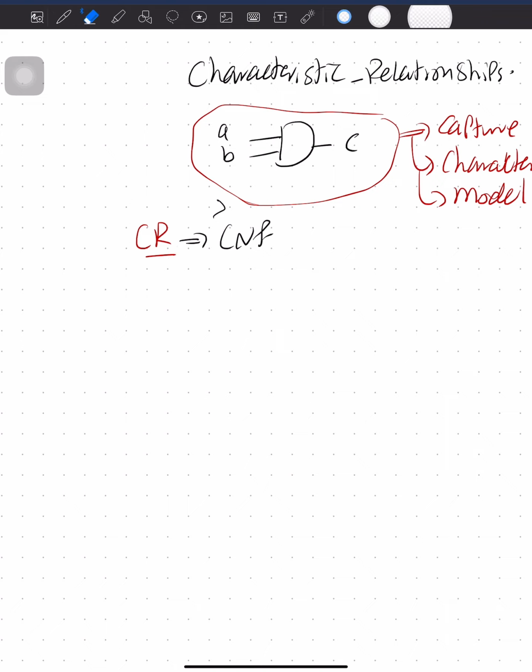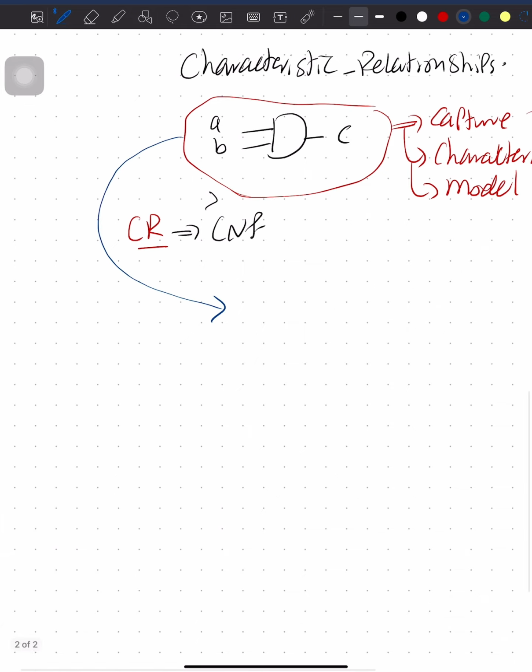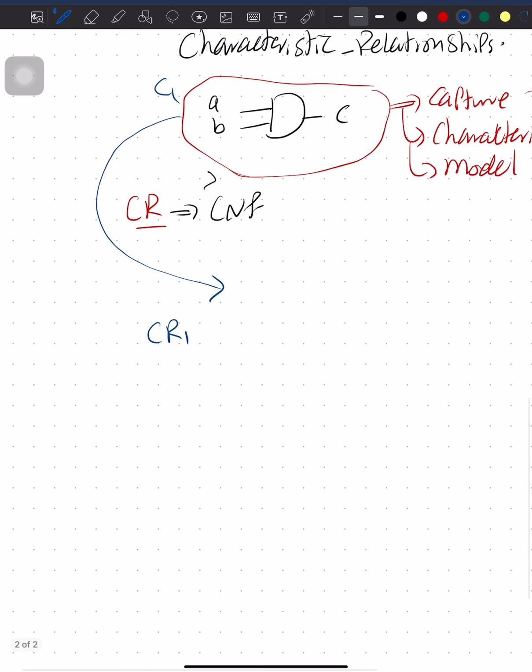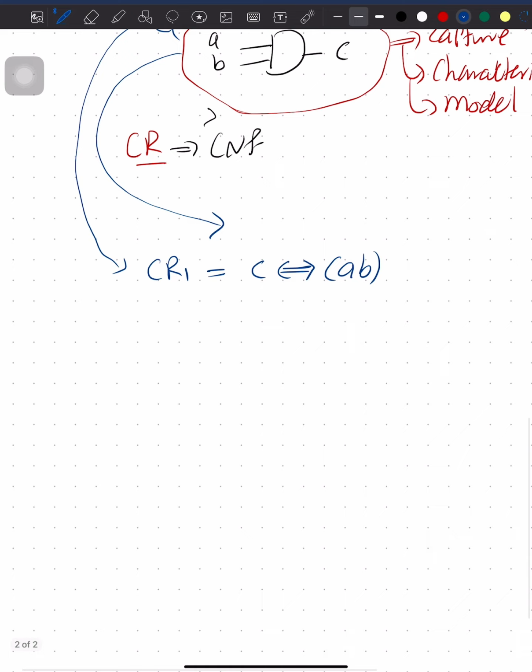Okay, so now if I have a circuit like this, how do I get the CNF form? Well, we covered this before in the characteristic relationships, but basically, I'm just gonna call it CR1, characteristic relationship 1. This is circuit 1, and I'm trying to capture it into CR1. So I'm gonna say that the output, C, is equivalent to, I have an AND gate, so AB. That's a characteristic equation. How to further simplify this?